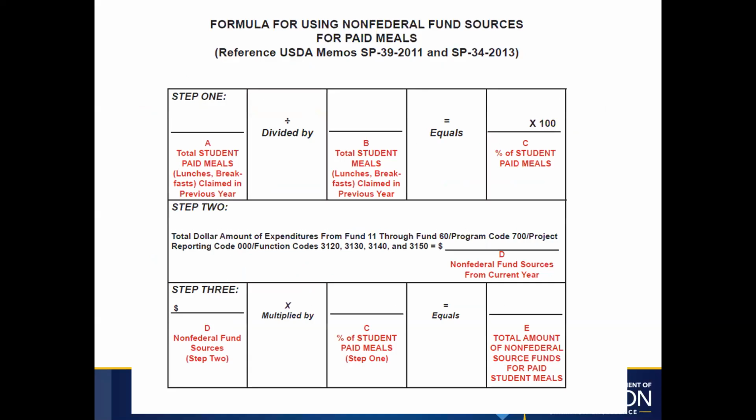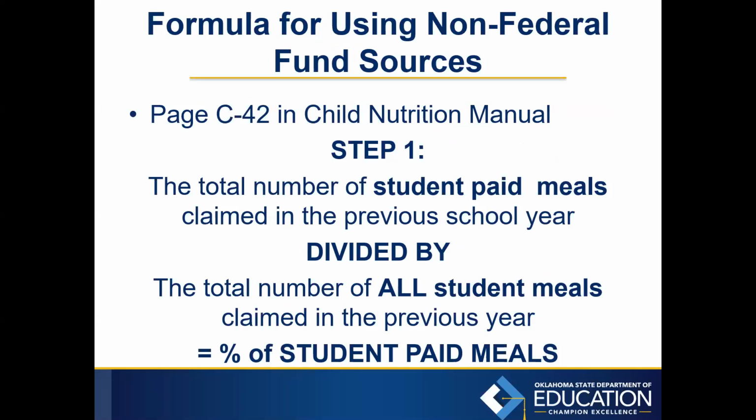In our manual on page C42, we have a form that has the formula, because even if the district is paying a couple of invoices for you in a year, you can't just automatically take all of those funds and put them in as your non-federal funds. You can only claim a percentage of those. So we're going to walk through this form, but I want you to know that the form is located on page C42. So you take your total number of paid students claimed in the whole previous year. So you would take last year, 2018-19.